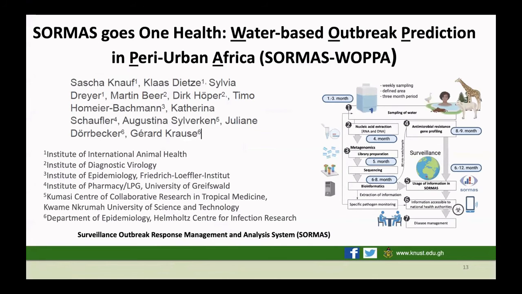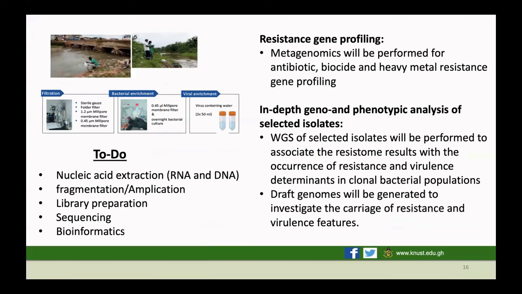So what we have done is to use an existing platform to look at water-based outbreaks in peri-urban Africa. And here, what we are doing is just to sample some water bodies and then perform some sequencing, i.e. go through extraction and sequencing, do some bioinformatics, and then look at some resistance profiling, as well as conduct some in-depth phenotypic analysis of selected isolates.